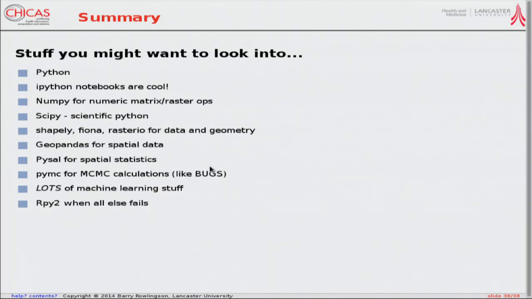If you're doing MCMC calculations and you're using BUGS or WinBUGS or OpenBUGS or Stan or something like that, there's PyMC for doing Markov chain Monte Carlo stuff. Lots of machine learning stuff; lots of the machine learning guys are writing stuff in Python. scikit-learn has lots of machine learning algorithms implemented. But if all else fails and the only implementation is in R, then you can use RPy too. So those are my takeaways for that.